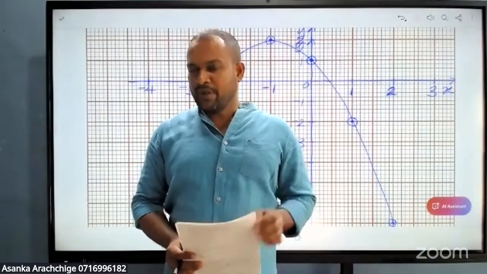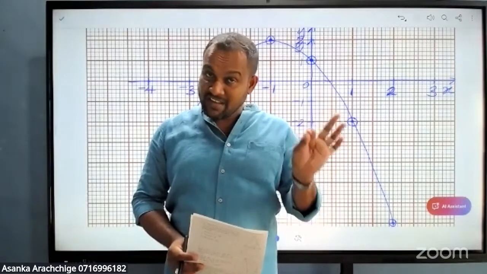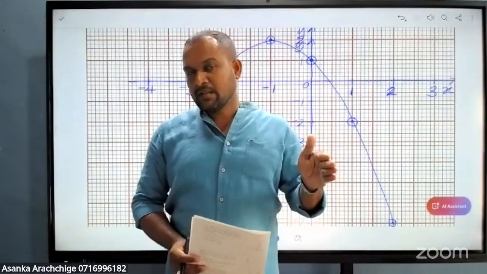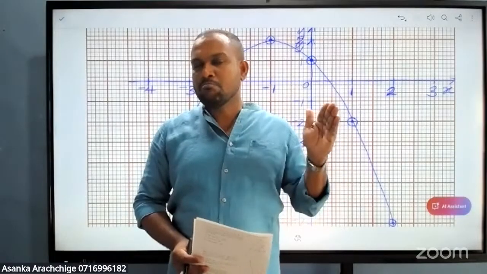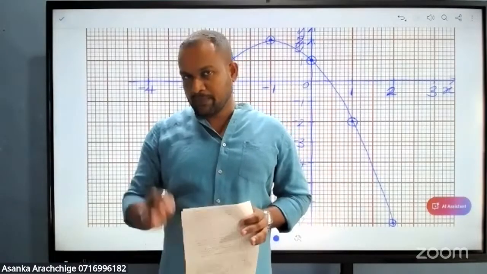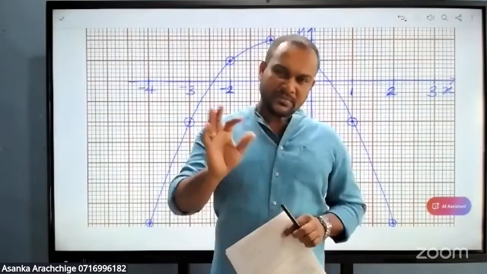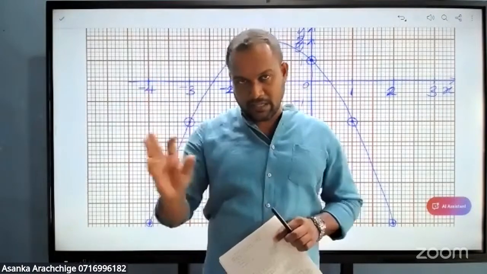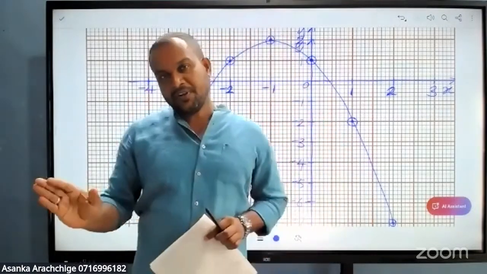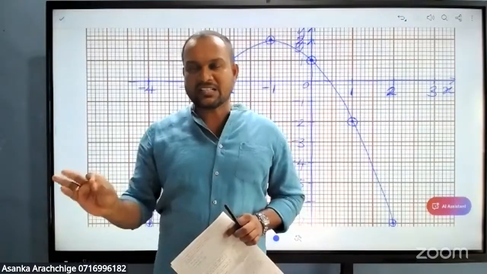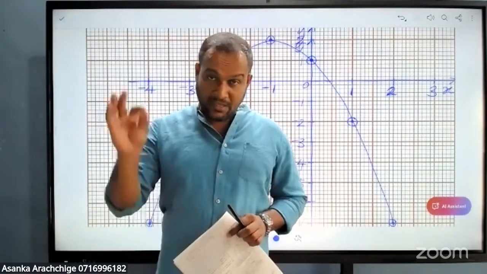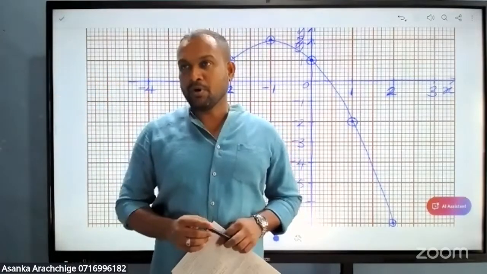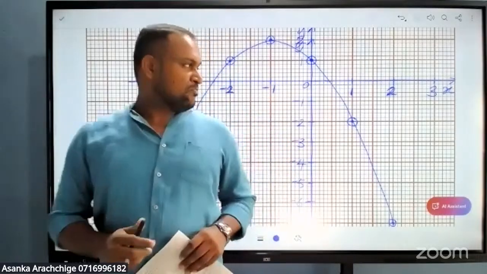-1. When the coefficient of the square term is minus, the parabola always gets a maximum point. Remember, if the sign of the square part is minus in the given quadratic function, definitely it has a maximum point. If the sign of the square part is plus, it has a minimum point. Understood?